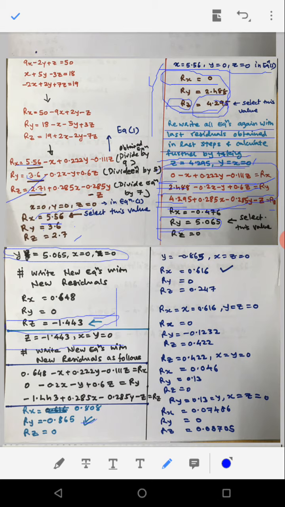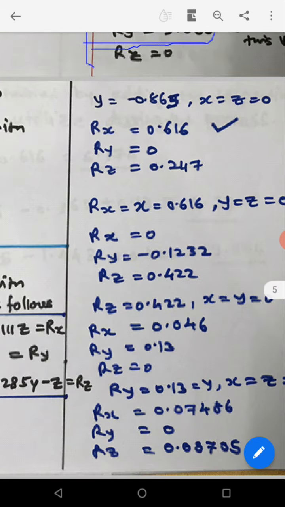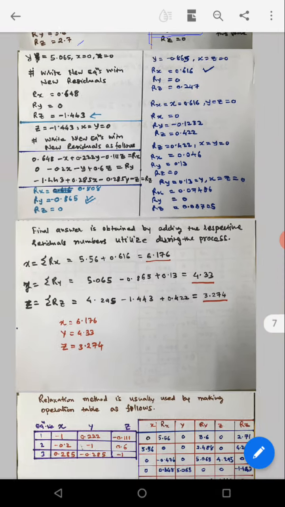So you continue this process, all of which I have written for your information, till you get very negligible coefficients of the residuals, that is, almost close to 0. You can see here Rx is equal to 0.07, Ry is equal to 0, Rz is equal to 0.03705. So, sorry, 8705.